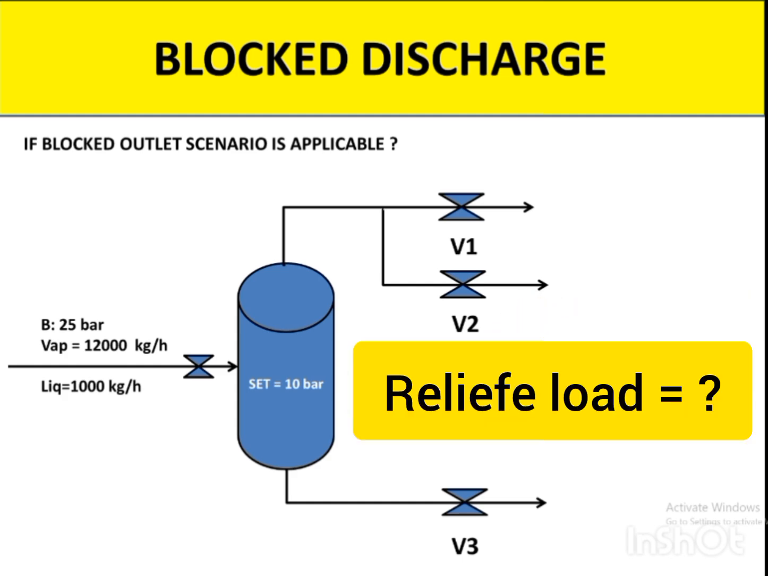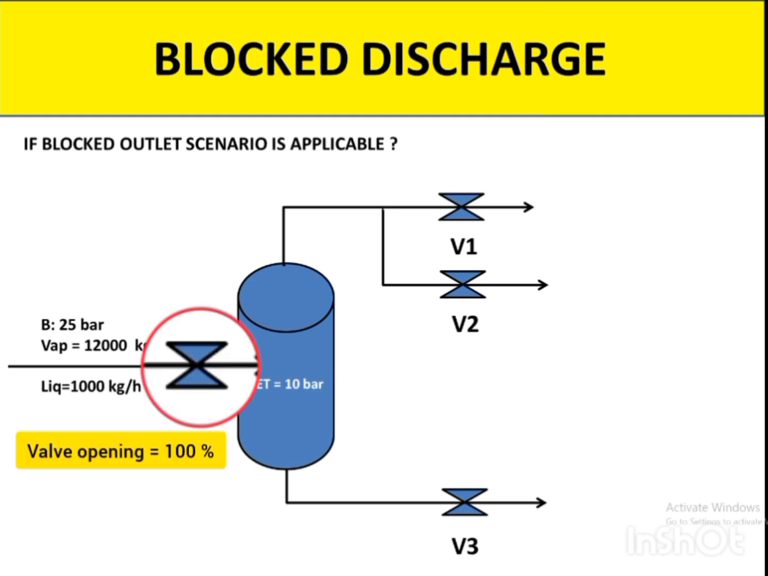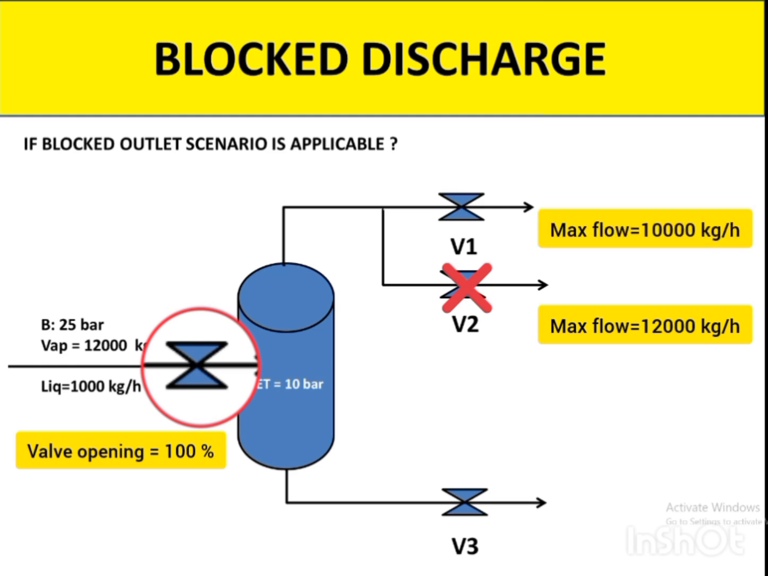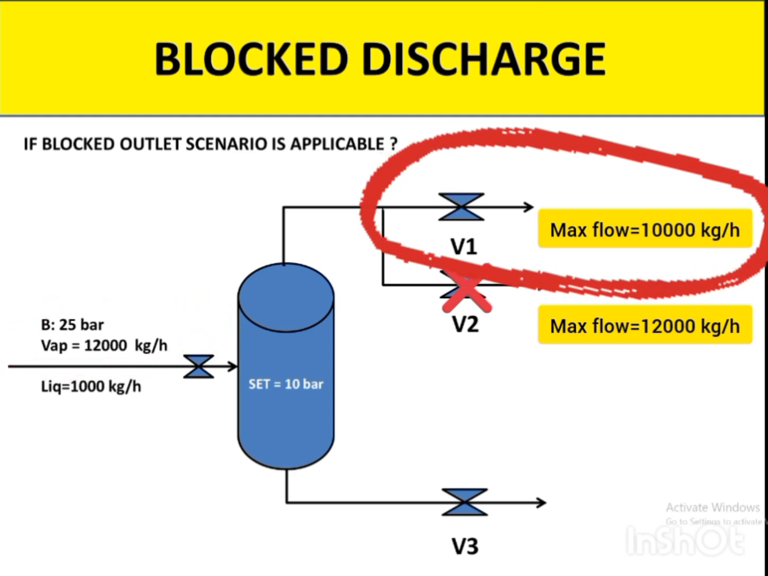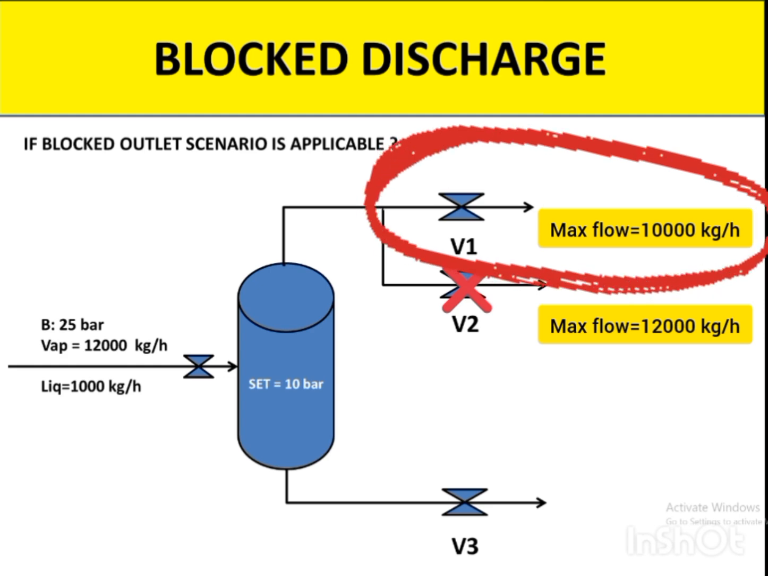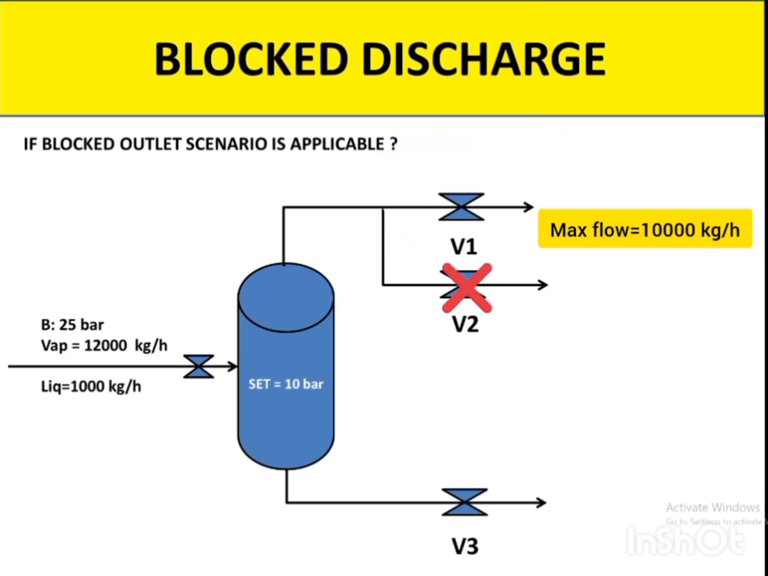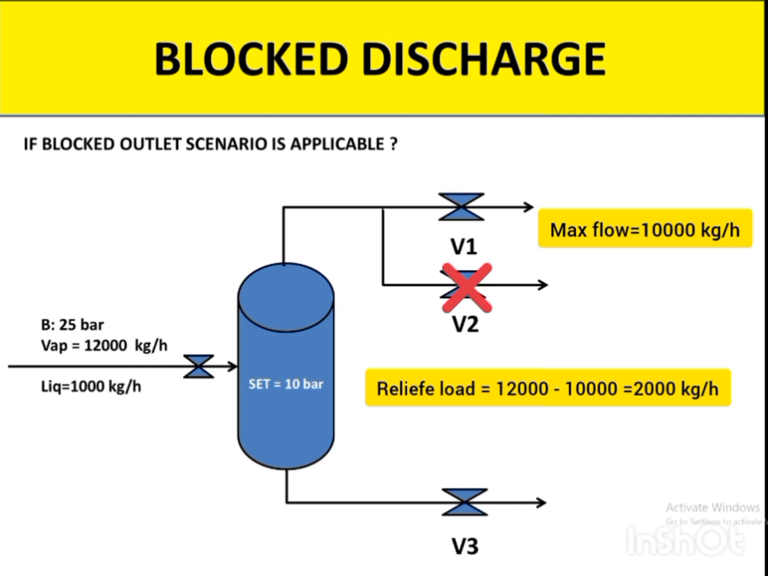So how do we calculate the relief load? Let's consider the entrance valve is fully open while valve 2 is fully closed. Let's assume valve 2 can handle up to 12,000 kilogram per hour, while valve 1 can handle up to 10,000 kilogram per hour. Once the inlet stream goes into the vessel at 12,000 kilogram per hour and valve 2 is closed, and valve 1 can handle up to 10,000 kilogram per hour, where should those 2,000 kilogram per hour go? Yes, you're right. We should install a PSV for the vapor outlet.